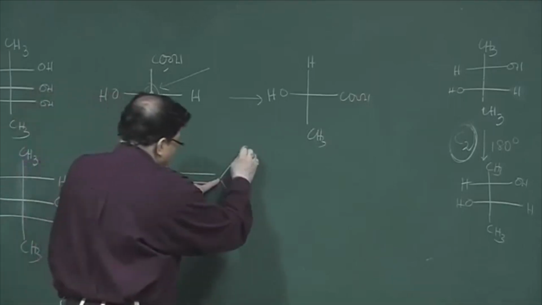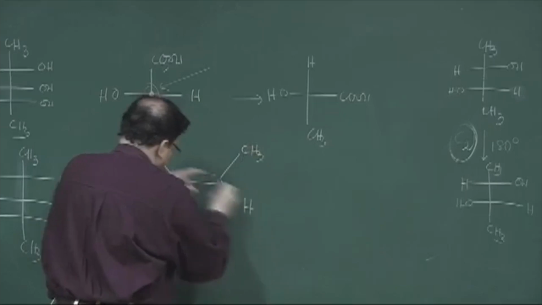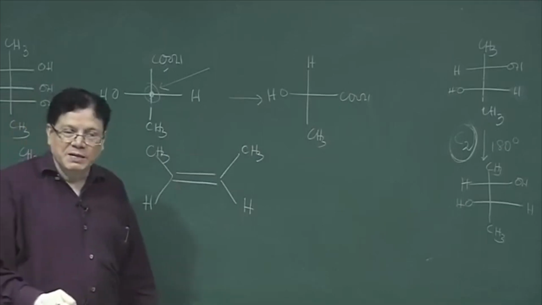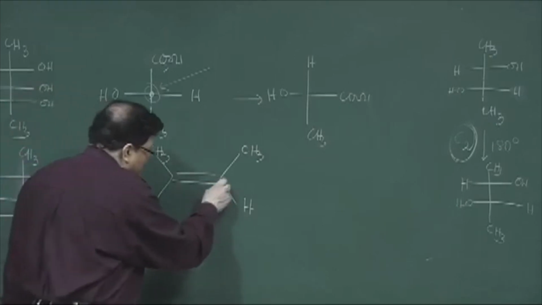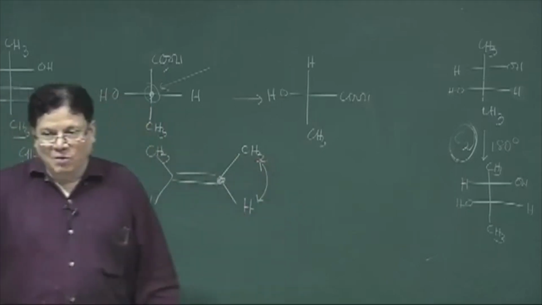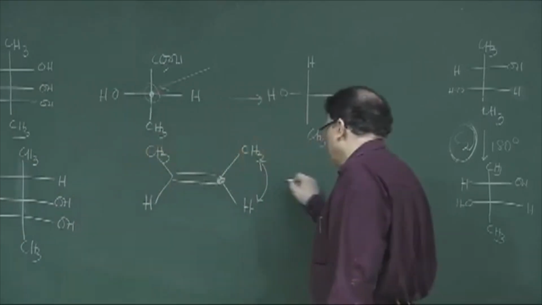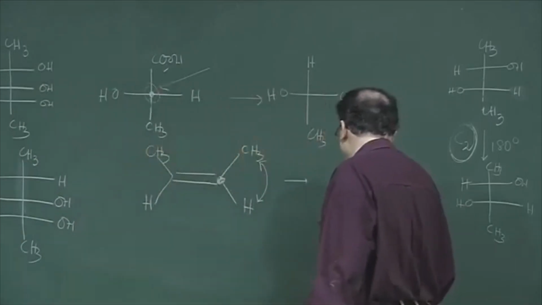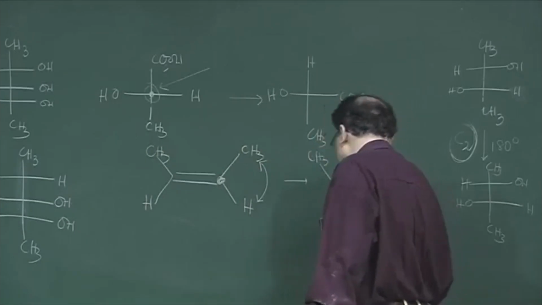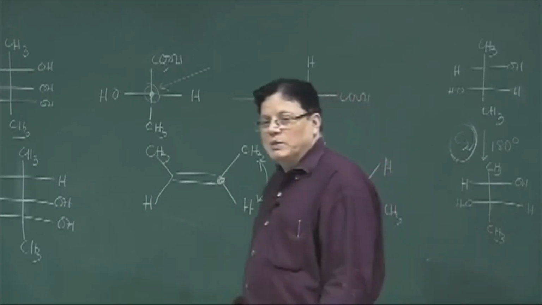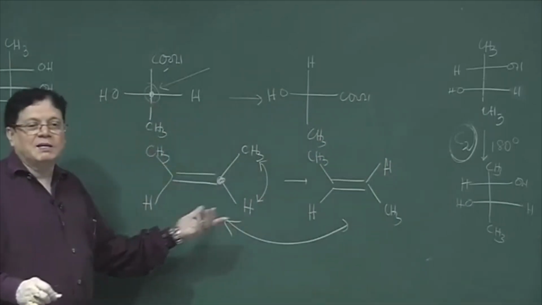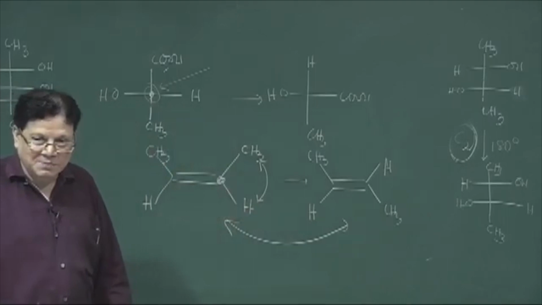If you have this compound, this is what is called cis 2-butene. Now, look at this carbon. If you interchange the position of methyl and hydrogen, what will happen? You will get what we call the trans 2-butene. And what is the relationship between these two? They are stereoisomers, but they are not mirror images. So, they are diastereomers. Okay.